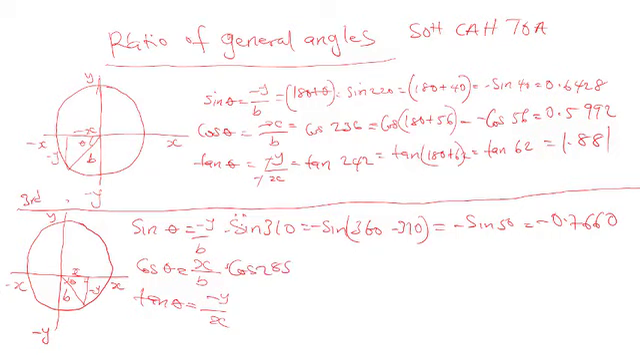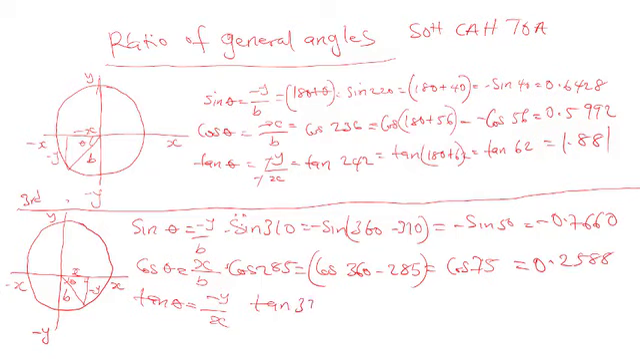Now, if you want to do that for cos 285, it is equal to cos of 360 minus 285, which is equal to cos 75, and the value becomes 0.2588, the positive sign.